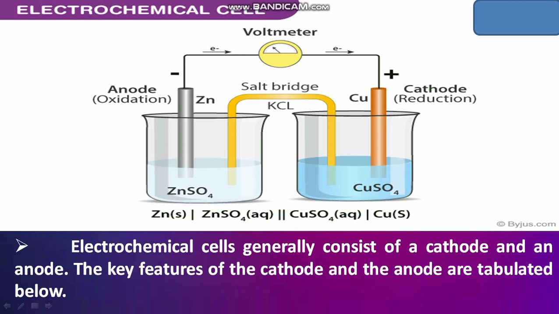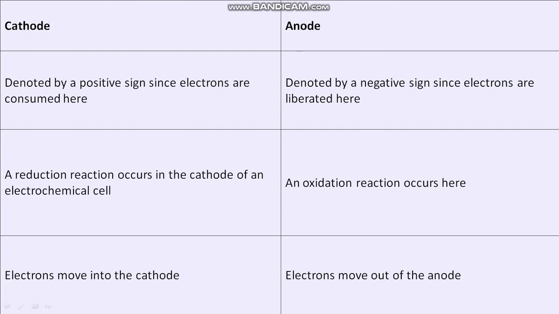Electrochemical cells generally consist of a cathode and an anode. The key features of the cathode and the anode are tabulated below. First point: the cathode is denoted by a positive sign since electrons are consumed here. The anode is denoted by a negative sign since electrons are liberated here.